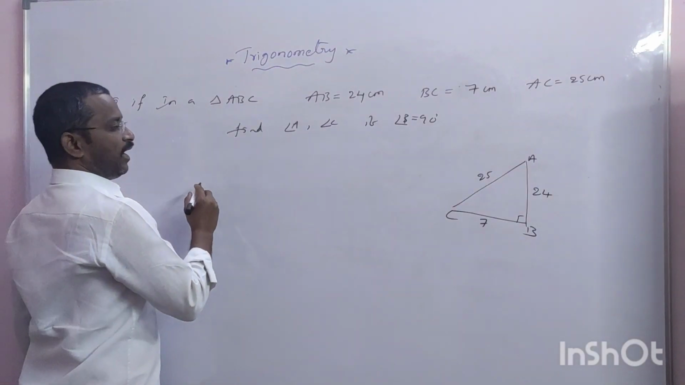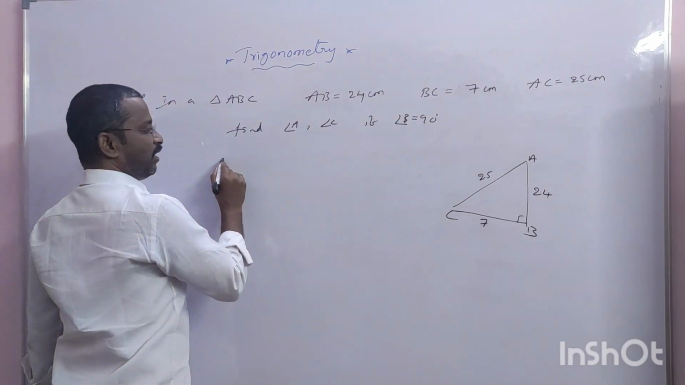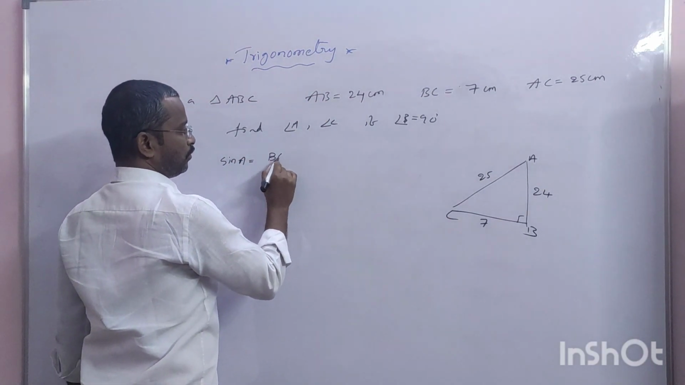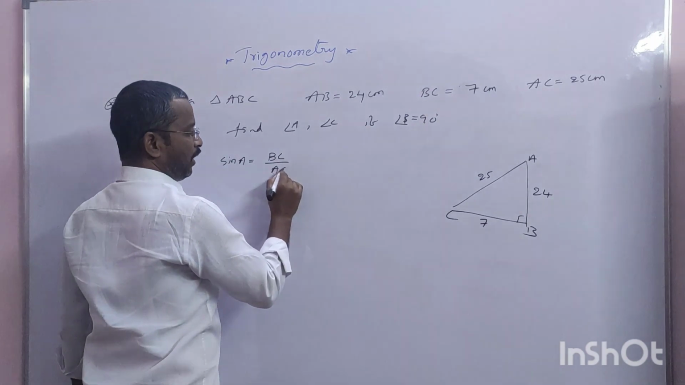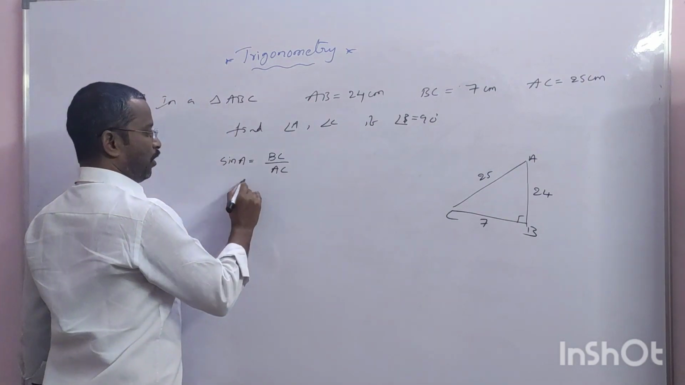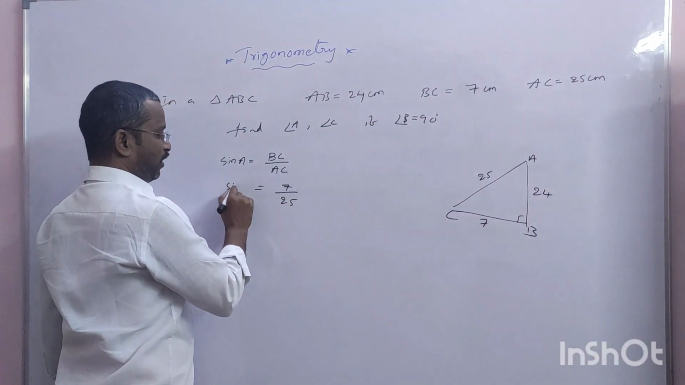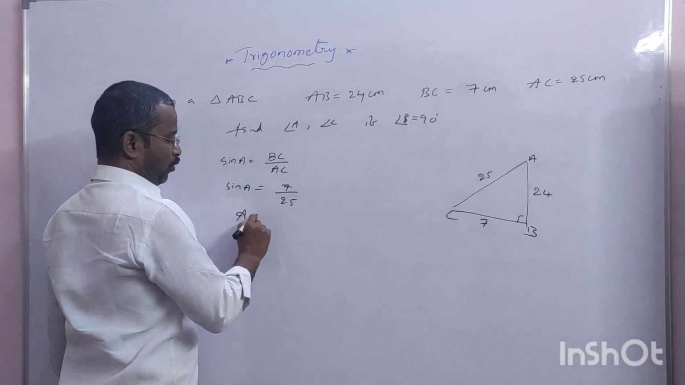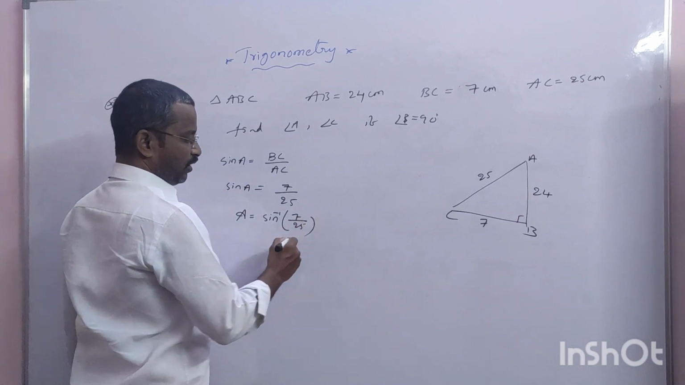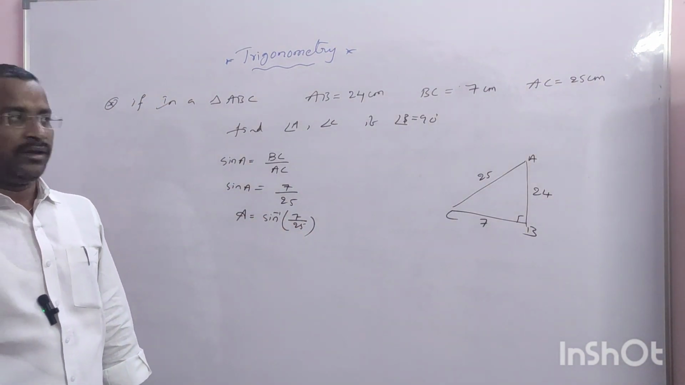Now what is asked? Angle A. Angle A in the sense you should find out this. I will write it as sin A is equals to BC by AC, because opposite by hypotenuse. BC means what, Nana? 7. AC how much? 25. That is sin A. Then angle A is equals to sin inverse of 7 by 25, because you cannot cancel the 7 and 25.